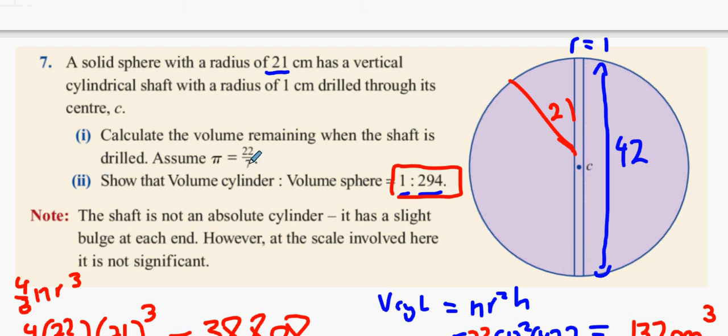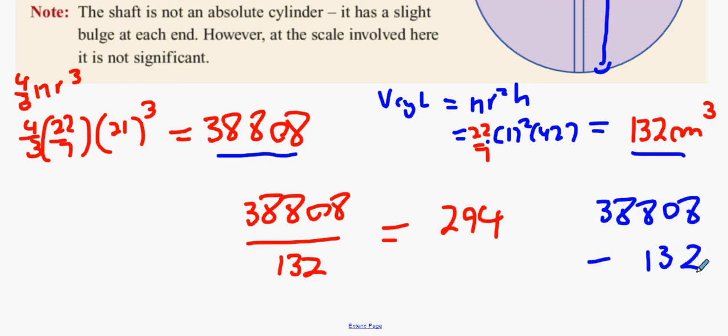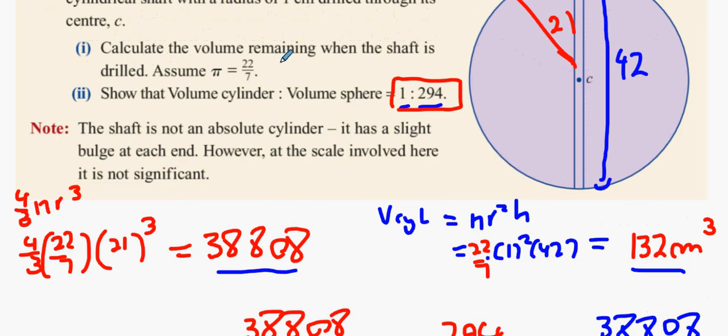We don't have to subtract them. You have to get the volume. Oh, sorry. The volume remaining, my bad. So you get this number take away this number, so 38,808 take away 132, and what do we get? 38,676. Yeah, so that's the answer for part 1 because you have to get the volume that is remaining. And the answer to part 2 is your 1 is to 294.